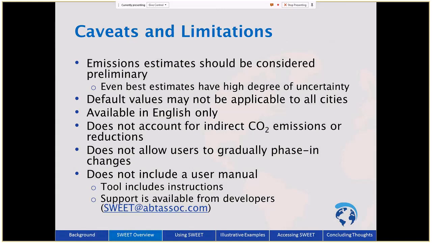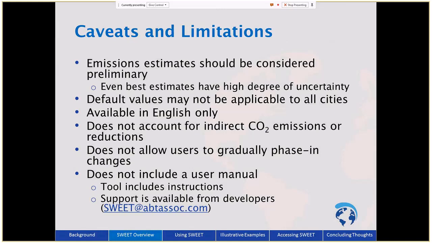Third, the tool is currently available in English only. We understand that that's a limitation for many cities, and we're thinking about how we might address this in the future. The tool does not account for indirect CO2 emissions or emissions reductions, for example, from recycling activities or from incinerating waste to generate electricity as opposed to using fossil fuel-based electricity generation.